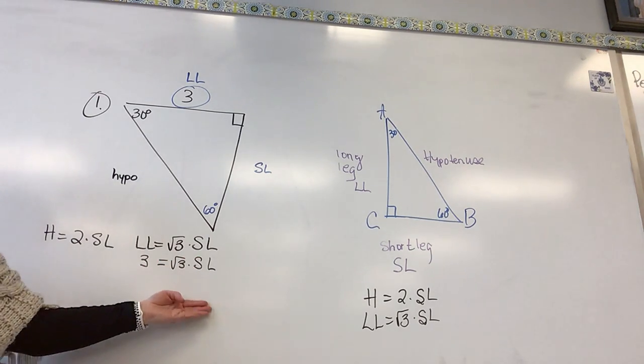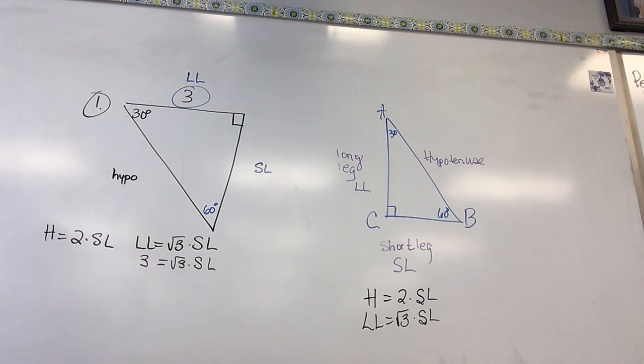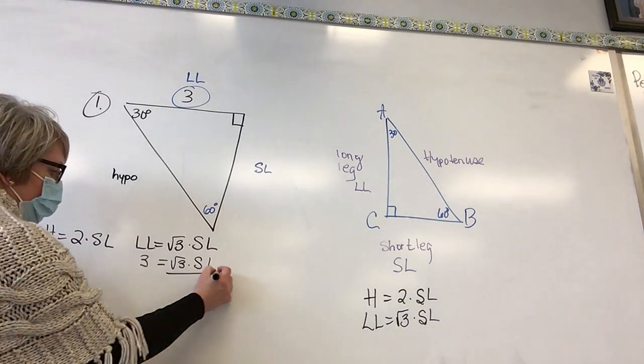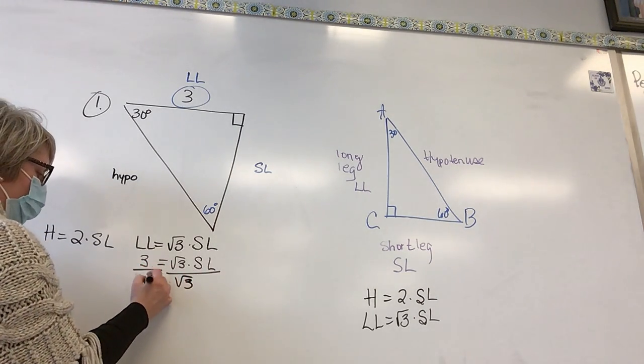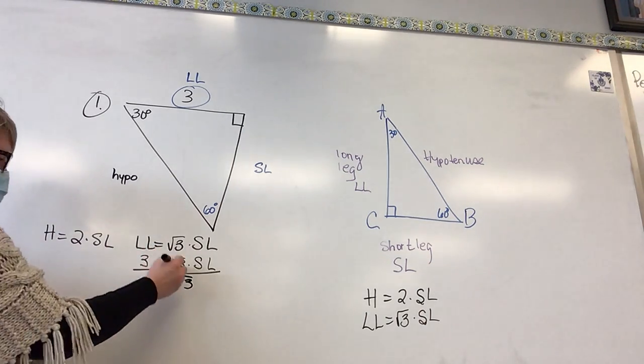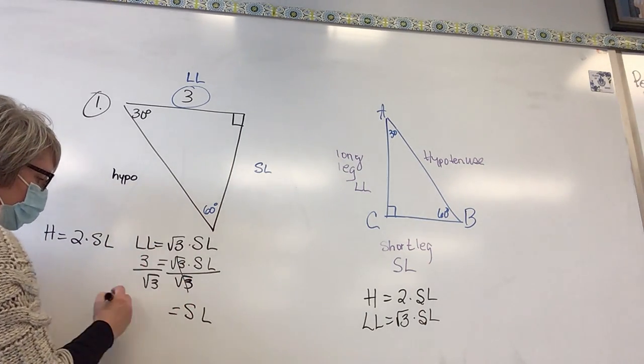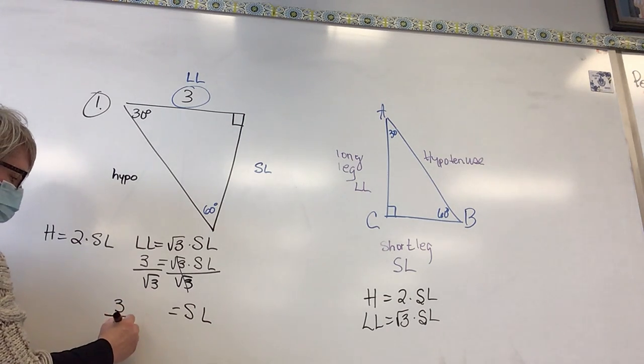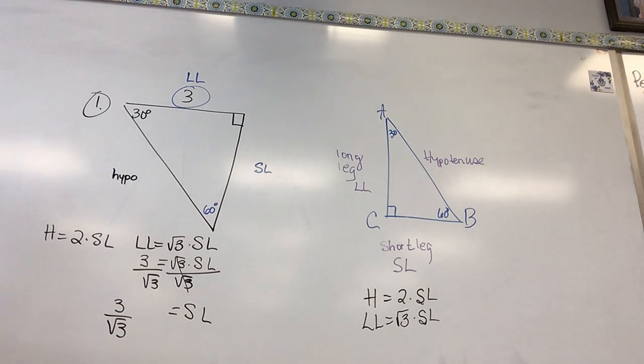Now this looks like last night's. What are you going to do to solve for the short leg this time? Divide by radical 3. So yesterday, what did we divide by? Yeah, so this time, just a radical 3. So I end up with 3 over radical 3, which is an illegal answer. So then rationalize it. Can you do it in your head now?